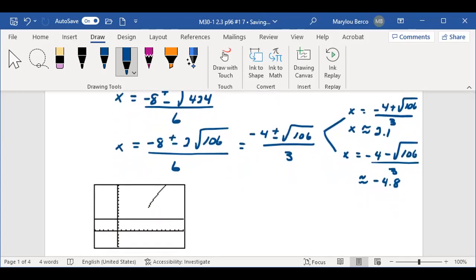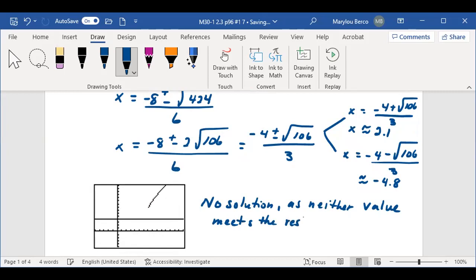If we take a look at the graph, there is no solution, as neither value meets the restriction on x.